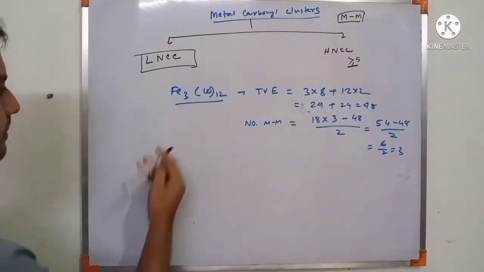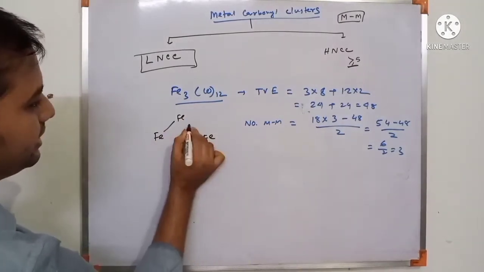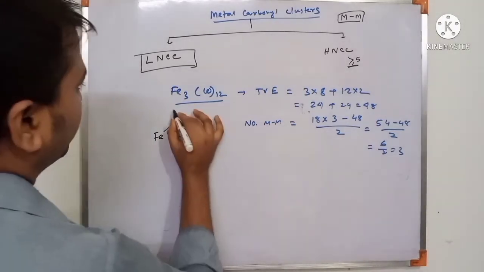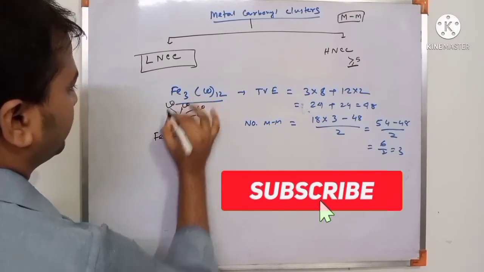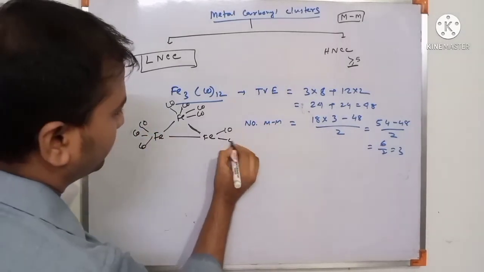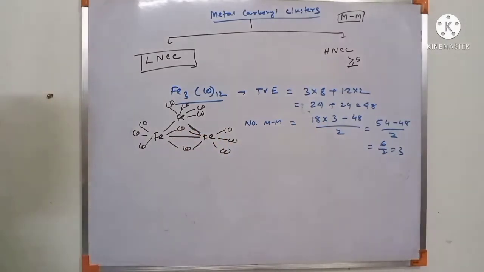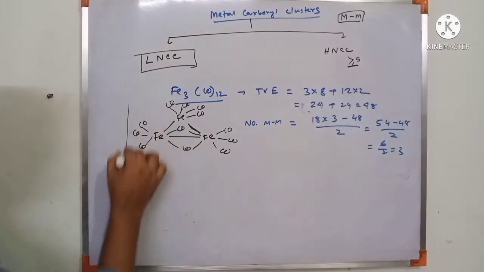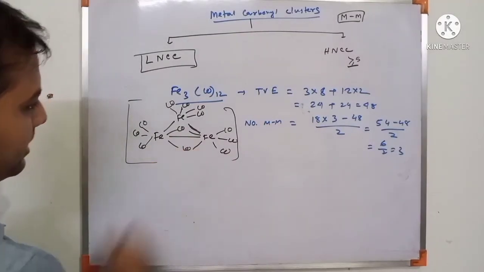Now the structure is iron. There are 3 metal bonds: 1, 2, 3. Now in CO, first 4 CO are terminal. The other 3 are terminal in 2 iron and 2 are bridging. So there is 4, 7, 10, 12. This is the structure of Fe3(CO)12. Two are bridging carbonyl.